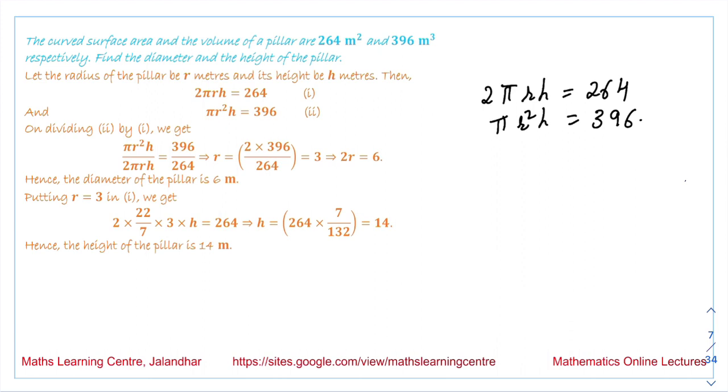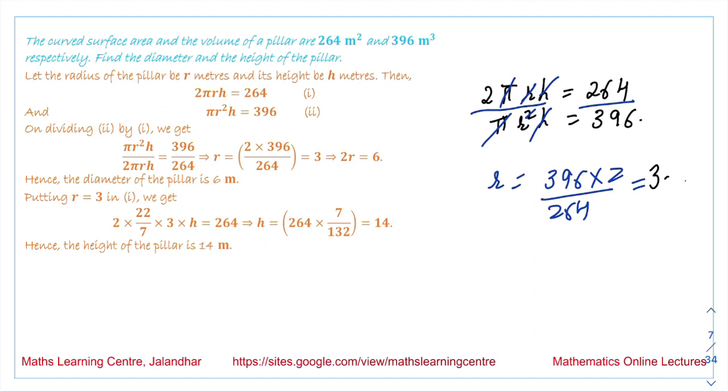So if we divide these two equations, the pi gets cancelled, h gets cancelled, and one r gets cancelled. So we are left with r is equal to 396 into 2 by 264, and the answer you will get is 3. So the radius is 3. We have to calculate the diameter, and we know that the diameter is double the radius. So the diameter of the pillar is 6 meters. Radius is 3, diameter is 6 meters.